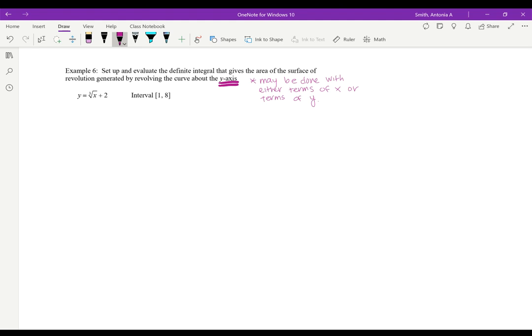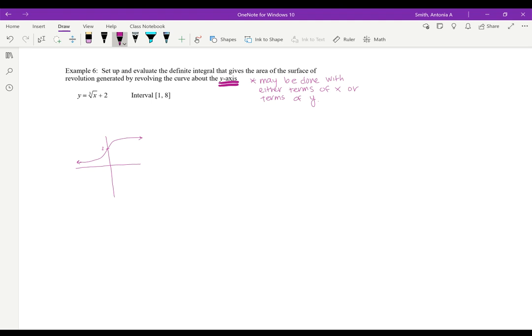Okay, so let's draw ourselves a picture. We have our curve, and our curve kind of looks like this. This is 2, where that is not very symmetric. Let me try that one more time. It's a little bit better.